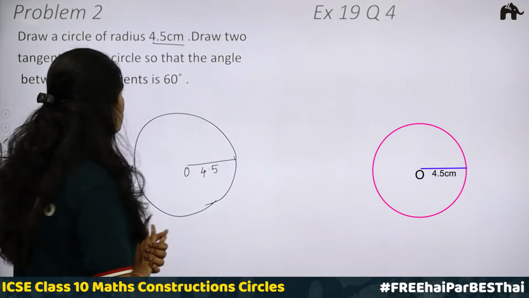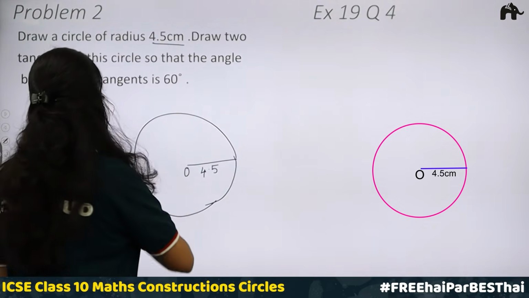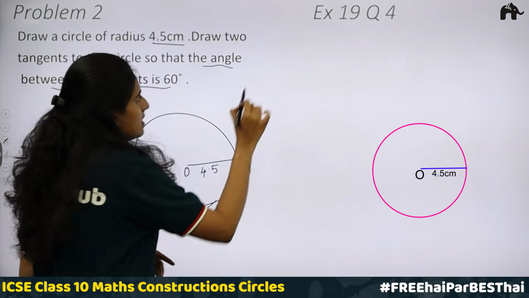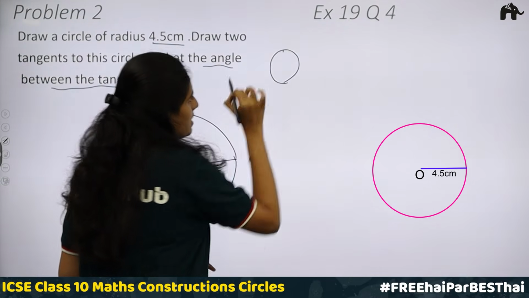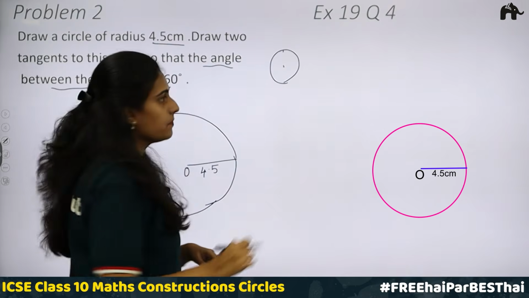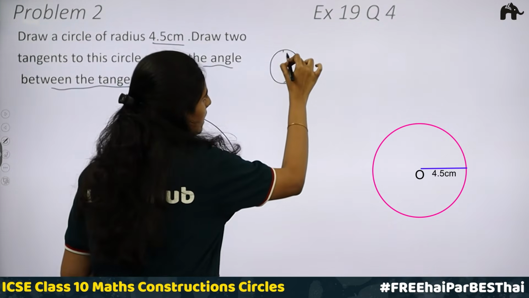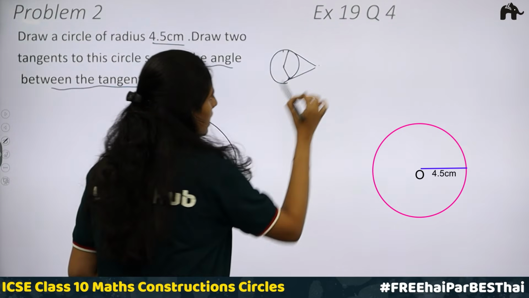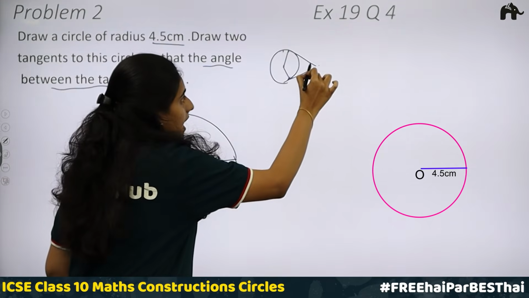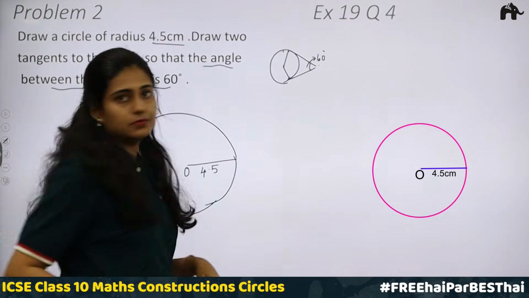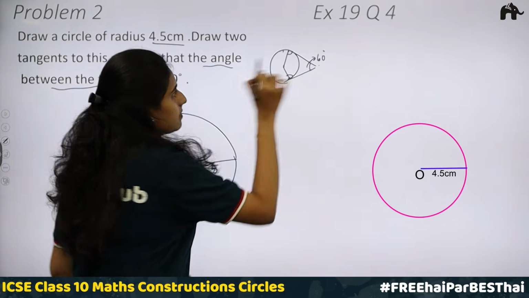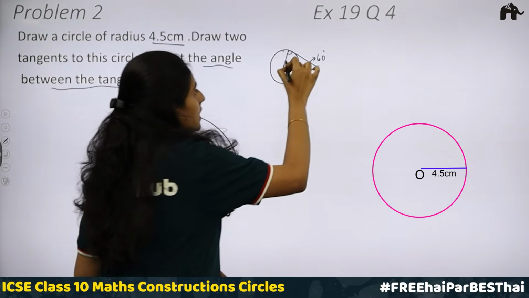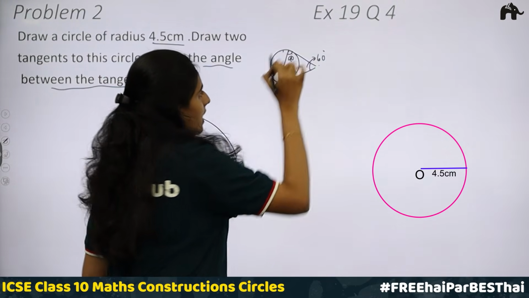Now, we have to draw tangents. The given condition is that the angle between the two tangents is 60 degree. Just consider this rough figure. If you have a circle like this, this is your center. Here you have a point. These are the radii. Now, from this point, we are drawing 2 tangents to the circle. Here, this angle is given, which is 60 degree. Now, what are these 2 angles? The angle between tangent and radius will be 90 degree. So, here we will get 90 degree and here also we will get 90 degree.